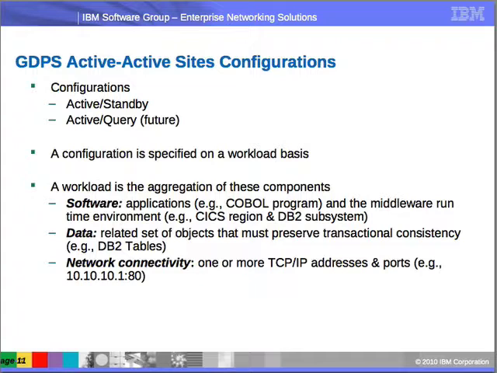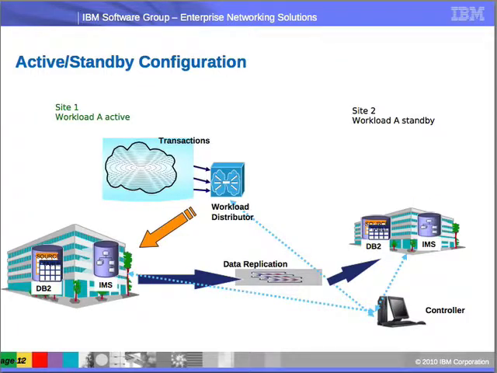And finally, the third component of a workload is network connectivity. It's how do you reach those applications. So for example, if you have a CICS region that has an HTTP server, that's how you access it. Well, the network connectivity, how to get to that HTTP server in CICS, that's part of this workload definition as well. So here are a couple of pictorials on what these different configurations are.